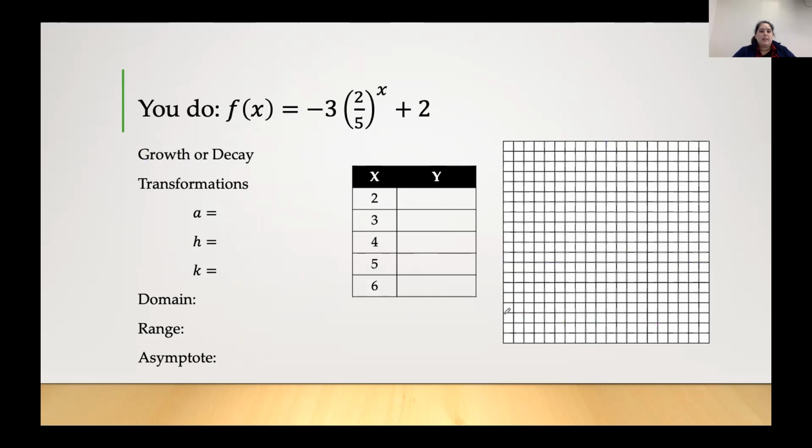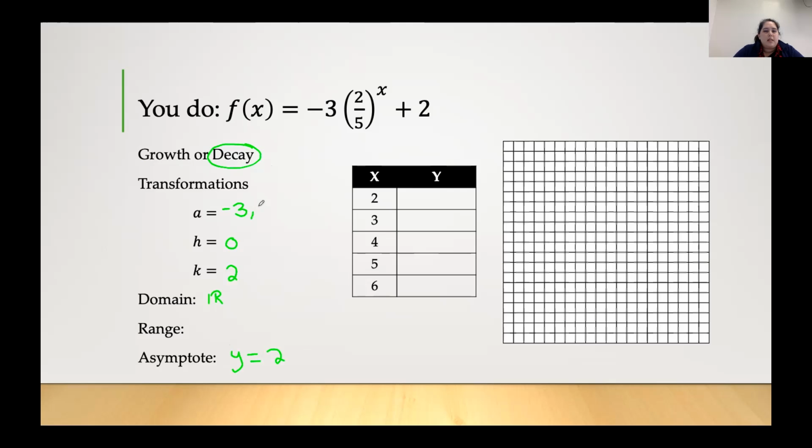For the last one, it is a UDO. I'm not going to worry too much about the graphing. I do want to go over, though, the information. So here we would have a decay function. My A value is -3. My H value is 0. My K value is 2. My domain is all real numbers. My range, we're going to come back to that. And my asymptote is at y equals 2.